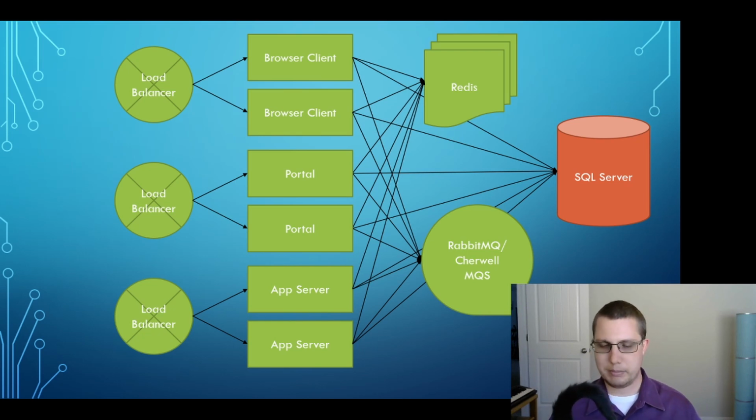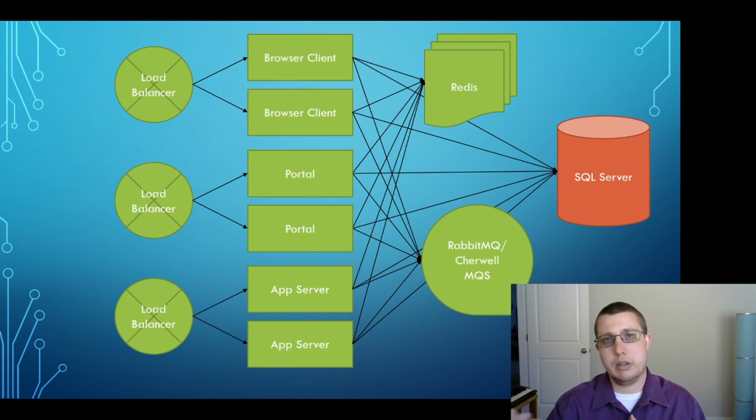So it doesn't necessarily make sense to scale out the entire thing across, say, 4 machines, and install the entire thing on all 4 machines. So you might want to do, say, 2 machines for portal, 2 machines for browser client, 2 machines for app server, as in the diagram here. Or you might want to do 4 or 5 machines for portal, and then 1 or 2 machines for browser client, and 1 or 2 for the app server.